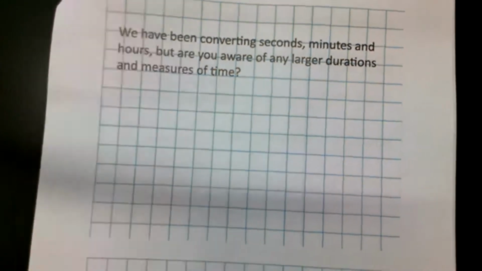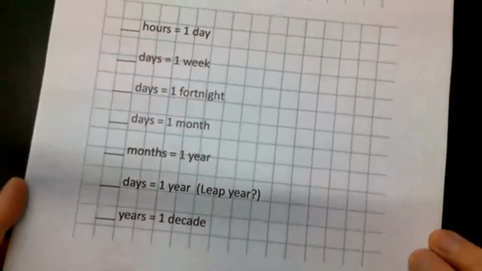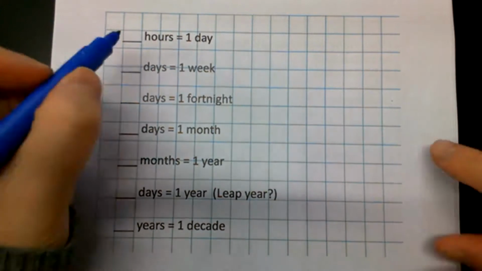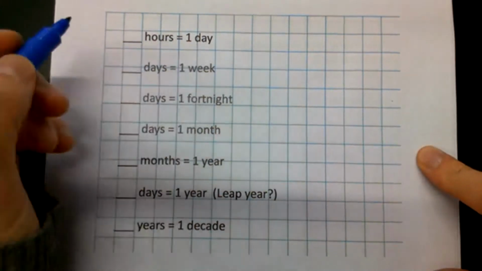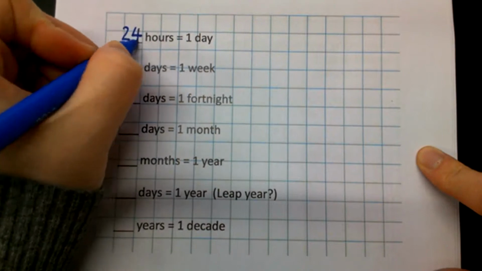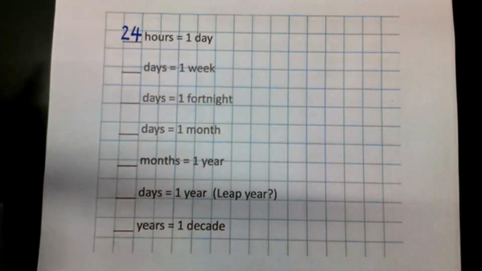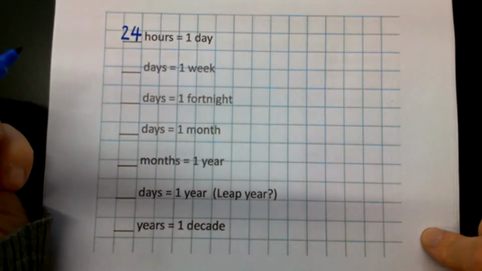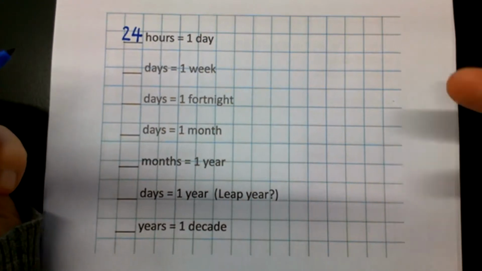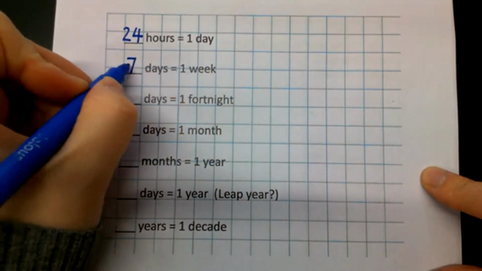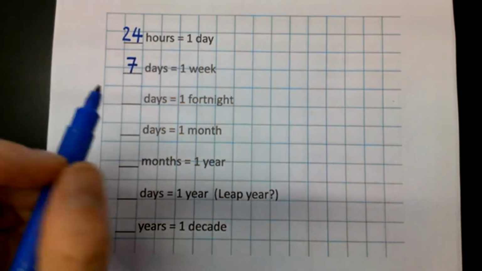Okay, so let's take a look. So here we have hours and days. How many hours are there in one day? There are 24 hours in one day. How many days are there to 1 week? There's Monday, Tuesday, Wednesday, Thursday, Friday, Saturday and Sunday. So that's 7 days in 1 week.